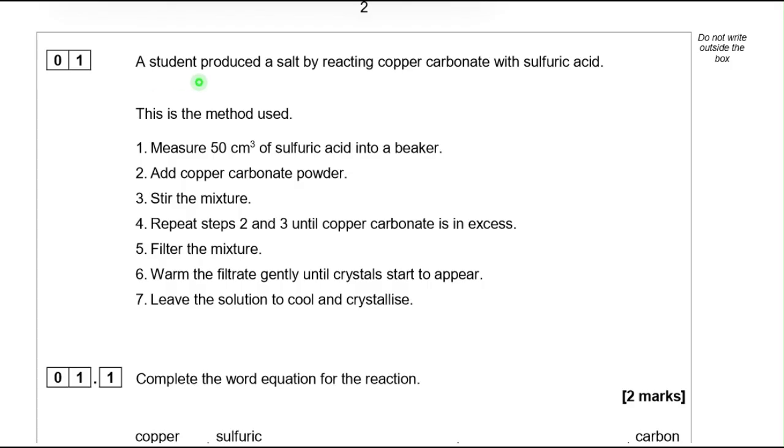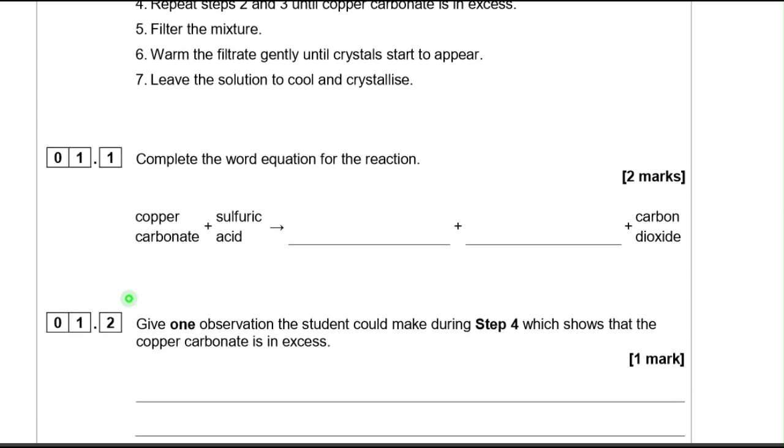Question 1. A student produced a salt by reacting copper carbonate with sulfuric acid. This is the method used. 1. Measure 50 cm³ of sulfuric acid into a beaker. 2. Add copper carbonate powder. 3. Stir the mixture. 4. Repeat 2 and 3 until the carbonate is in excess. 5. Filter the mixture. 6. Warm the filtrate until crystals appear. 7. Leave the solution to cool and crystallize.